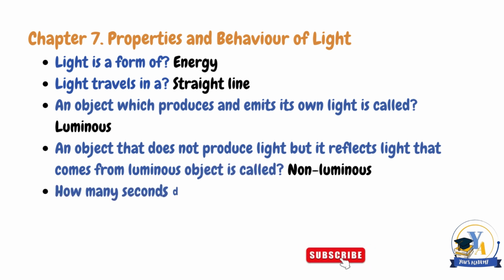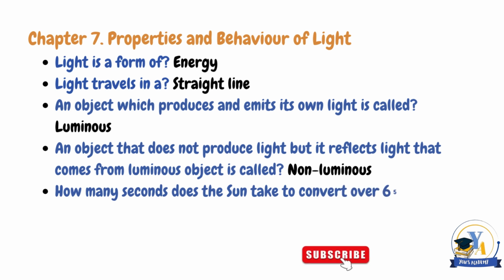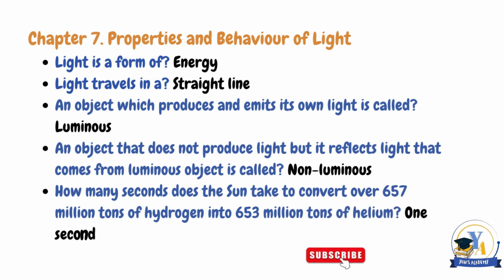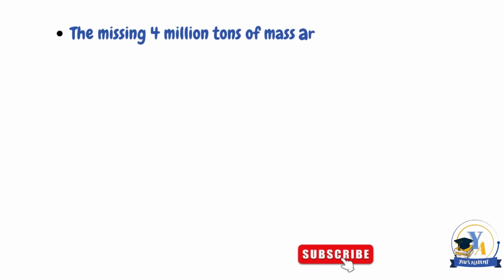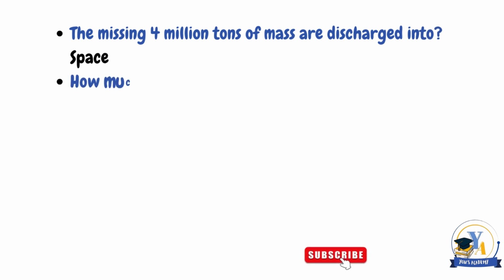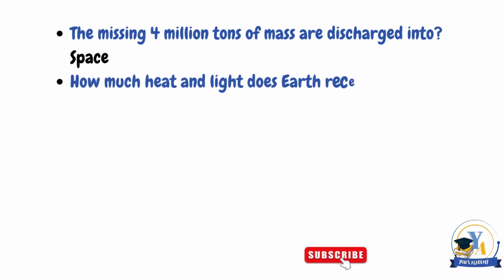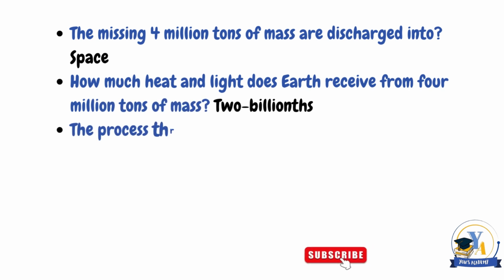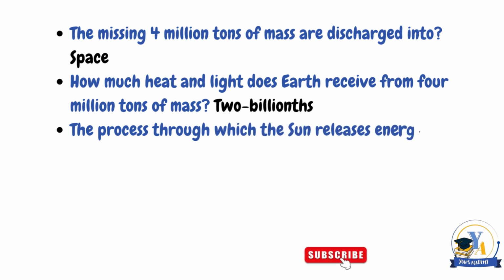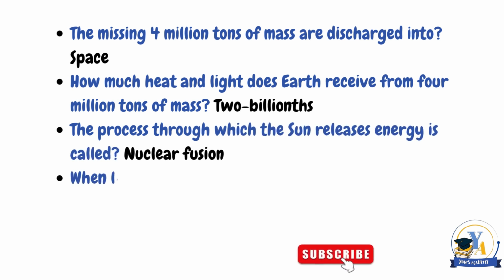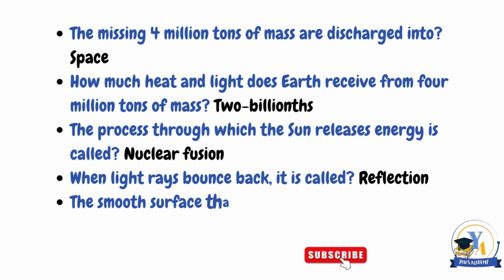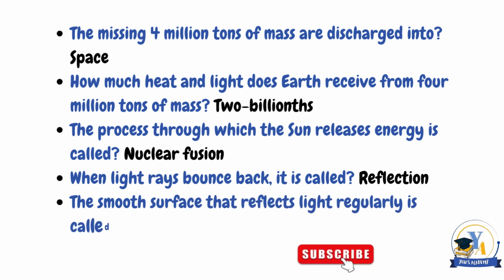How many seconds does the sun take to convert over 657 million tons of hydrogen into 653 million tons of helium? 1 second. The missing 4 million tons of mass are discharged into space. How much heat and light does Earth receive from the 4 million tons of mass? 2 billionths. The process through which the sun releases energy is called nuclear fusion. When light rays bounce back, it is called reflection. The smooth surface that reflects light regularly is called mirror.